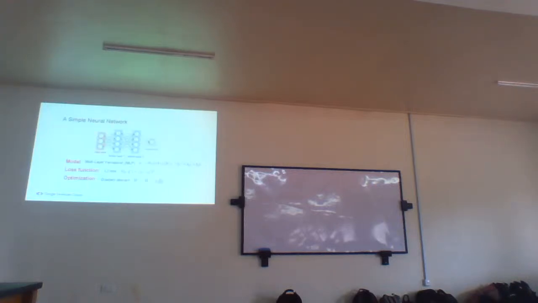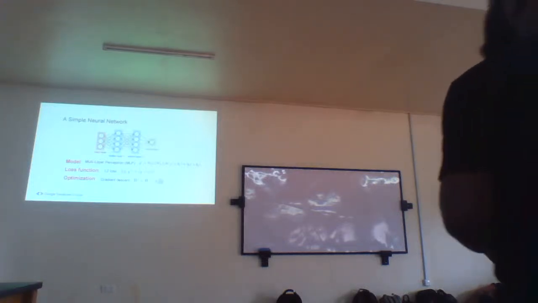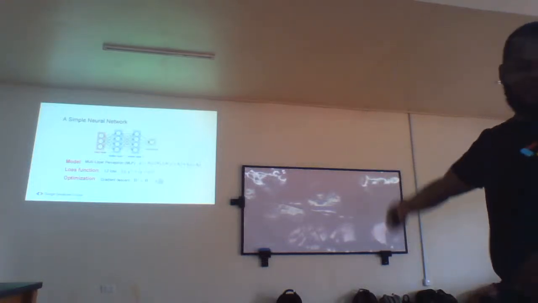Next. Okay. So this is the model layer, the perceptrons, the L2 loss, the gradient descent. All this is math. Let's go.